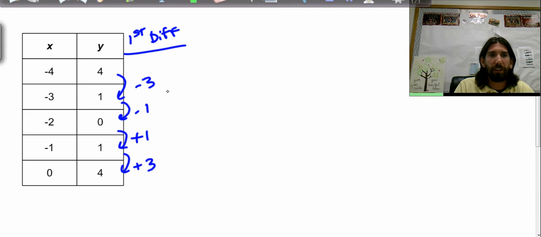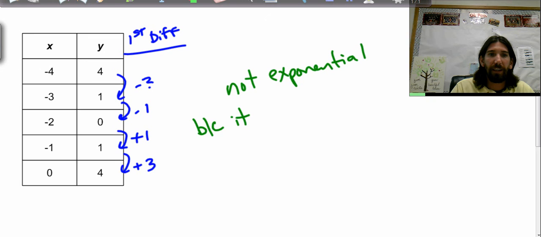If I look here, this is dividing by 3. Is this dividing by 3? No, it's not. So it can't be exponential because I'm not dividing by the same thing every time. Another way to look at it is this is decreasing in the beginning, then increasing in the end. So it's not exponential because it decreases and increases. Okay, so there's a little clue there that we went from negative to positive.